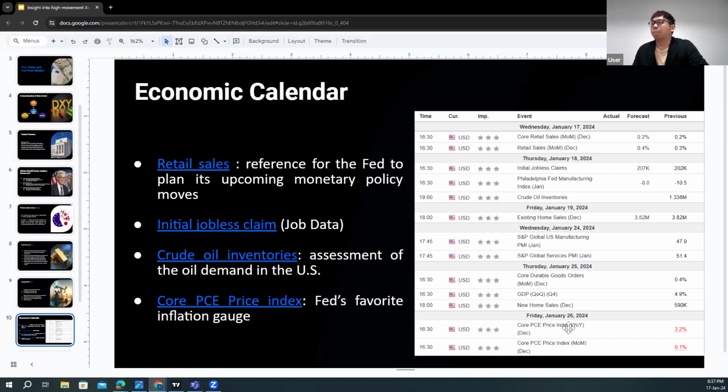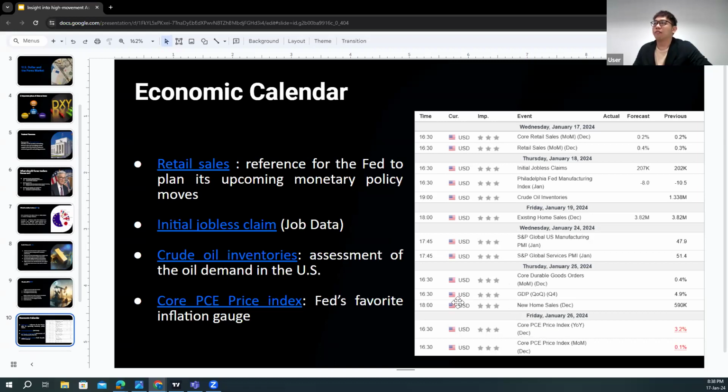If the number coming out is no lower than 3.2, it means the country still has to deal with inflationary price risk. It means the Federal Reserve has to do more to tackle the inflation issue. So again, it will definitely lead to an appreciation of the dollar. You can expect the DXY to go up and trade higher. But this is due next Friday.